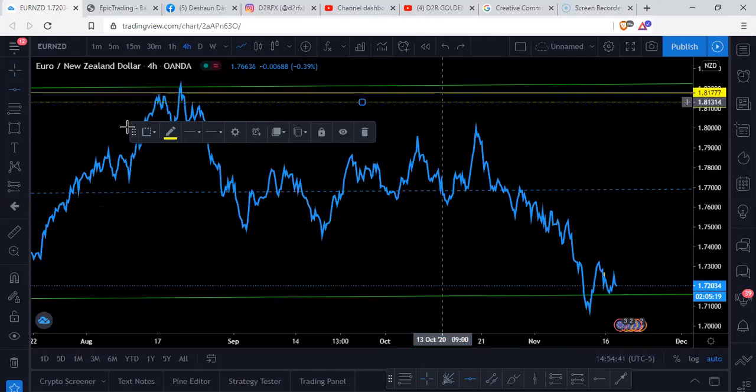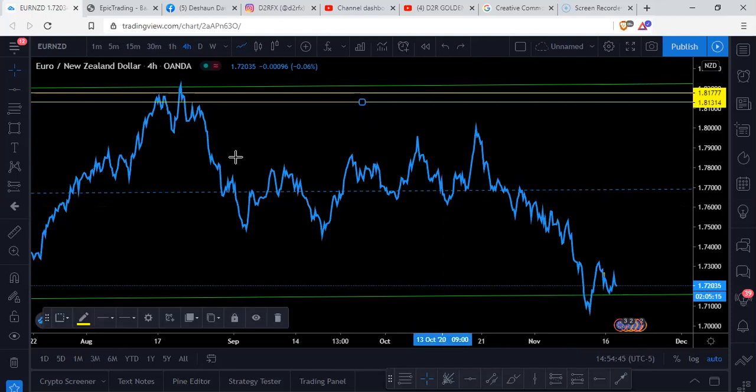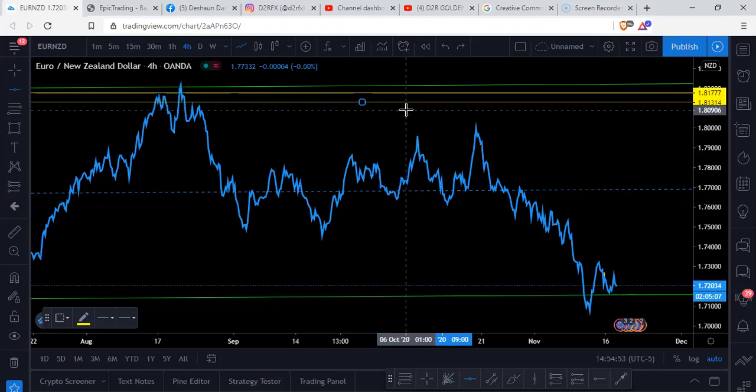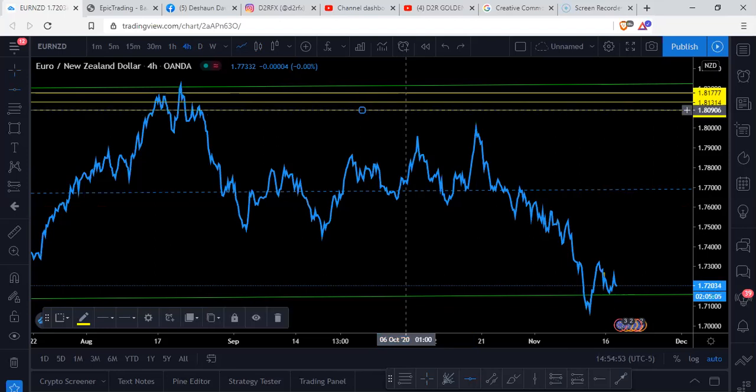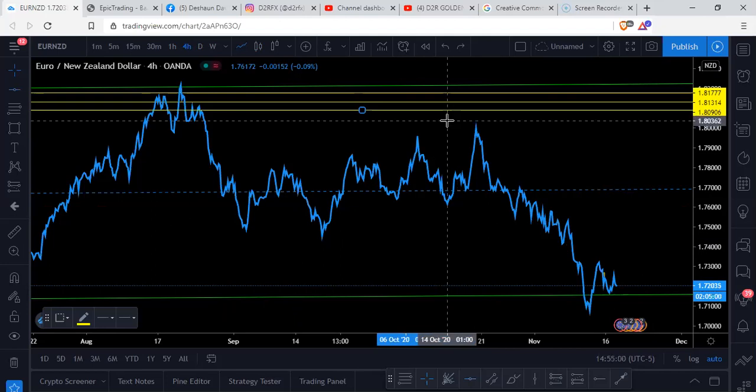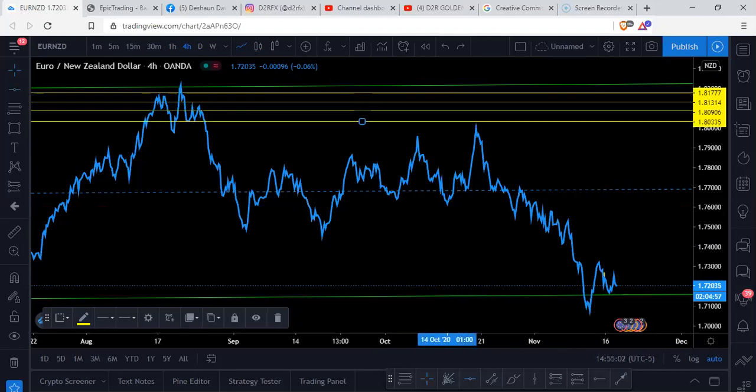So we trap price on the daily to see the direction, and then we drop down to the 4 hour and trap price in smaller zones. So we can have targets to know where price is going. And the reason we're marking these zones is because it becomes support and resistance.